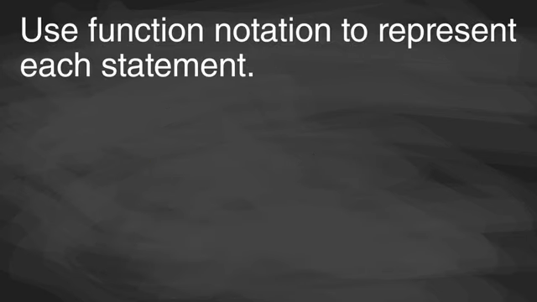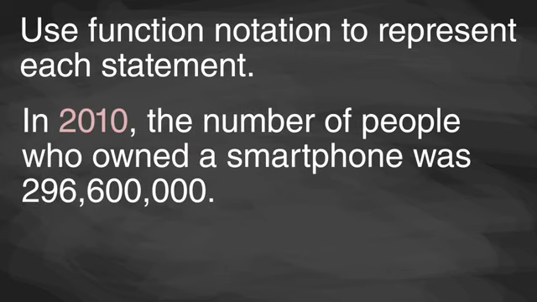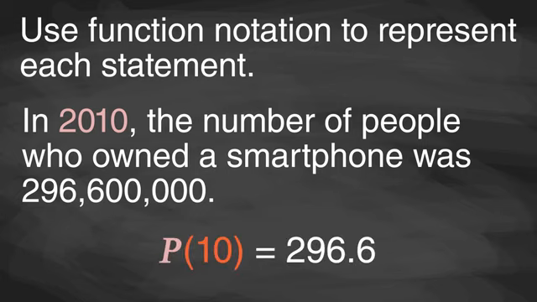Use function notation to represent each statement. In 2010, the number of people who owned a smartphone was 296,600,000. So, when t equals 10, p equals 296.6. Remember that p is in millions.